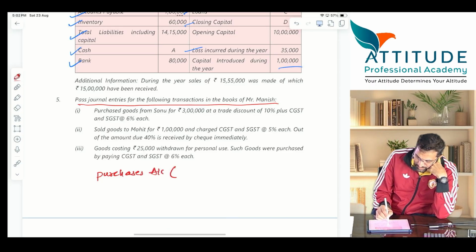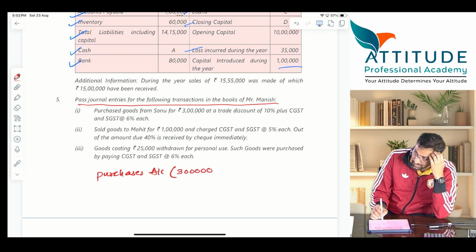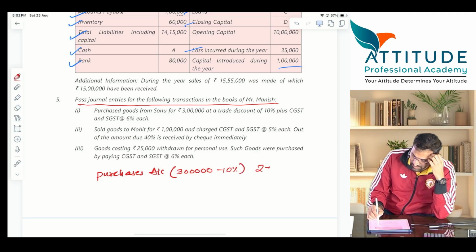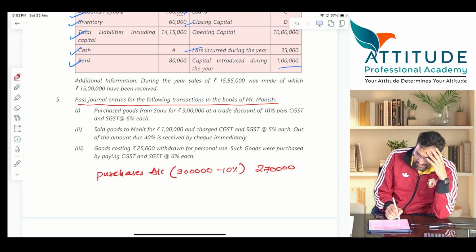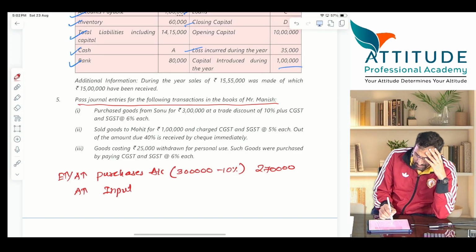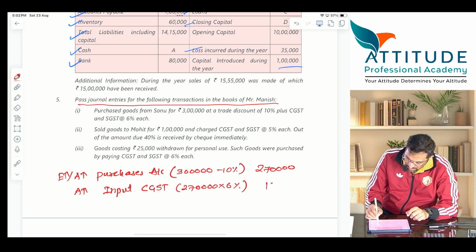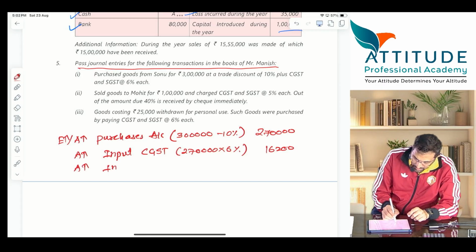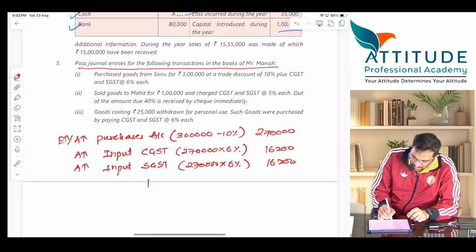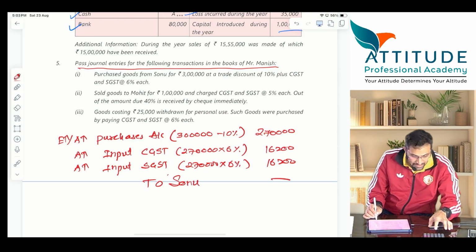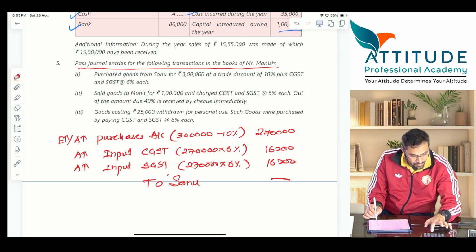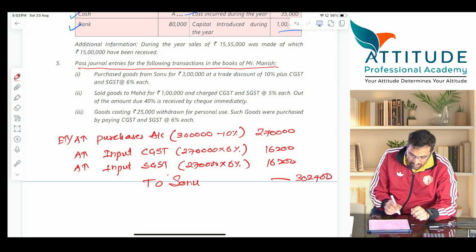Purchase account debit. Is it 3 lakhs or 3 lakhs minus 10%? Sure? How much is the trade discount? 2,70,000. Then is this input GST or output GST? This is asset increases, or you can say expense increases. Here asset increases. Input CGST: 2,70,000 into 6%. How much does it come to? 16,200. Then asset increases again. Input SGST: 2,70,000 into 6%, 16,200. Has cash been paid, to credit? How much is Sonu payable? 3,02,400 is the first entry.